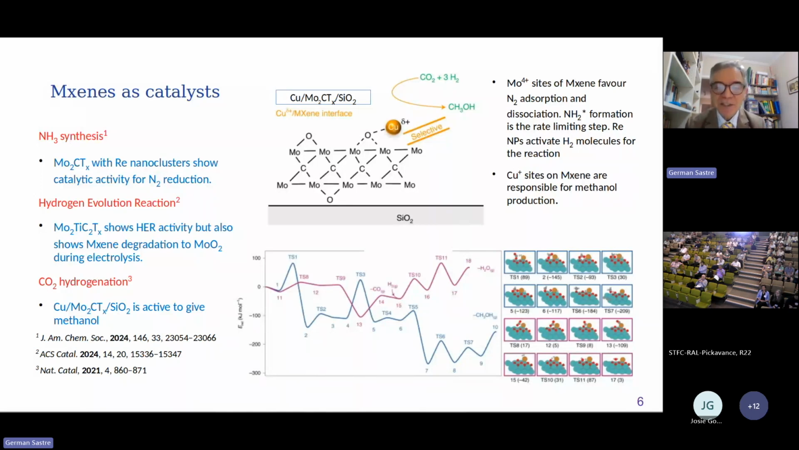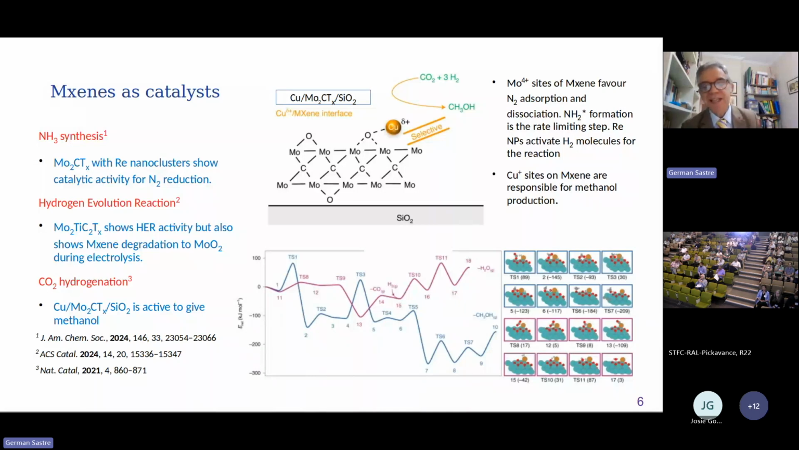Then the copper nanoparticles interact with molybdenum atoms and even with missing molybdenum atoms, and this also allows to stabilize copper +1. According to the computational study that we see below, the activation barriers of all these steps of the reactions are not too high, and this could be a good catalyst.